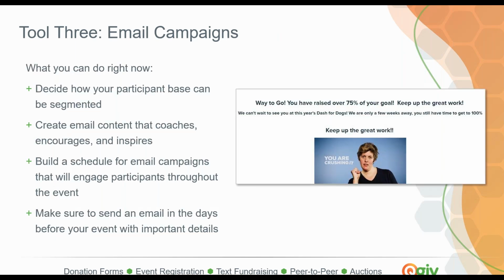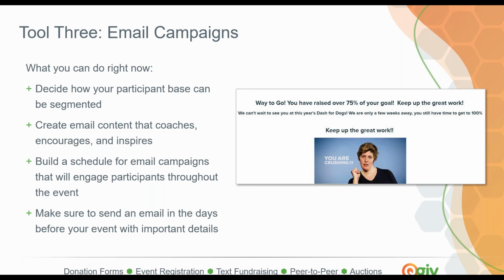Lots of ideas. What you can do right now, whether or not you're using Qgiv, is decide how you can segment your participant base. Qgiv clients have had a lot of success being intentional about sending people emails based on their performance, based on how engaged they've been. So think about how you can segment your donor base or your participant base. Focus on sending email content that coaches your participants on how to do things and encourages them to get involved. You want to stay away from guilt tripping. I know that is kind of an emotionally laden term, but stay away from that.